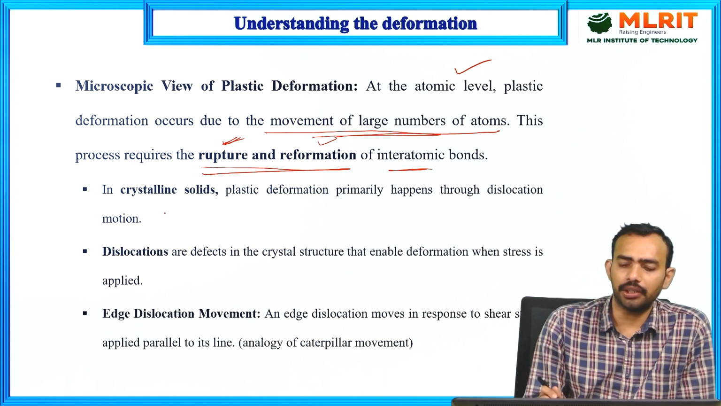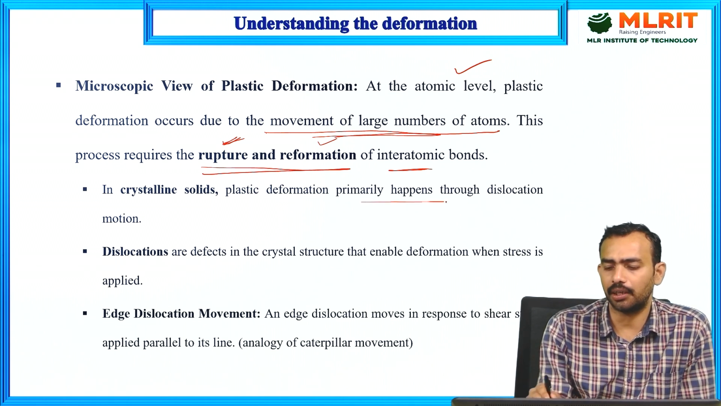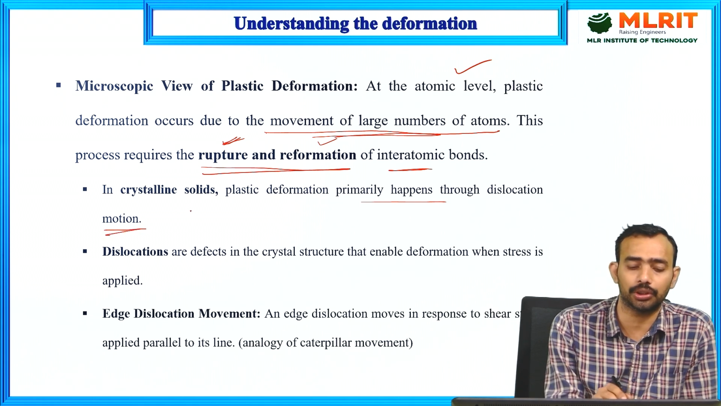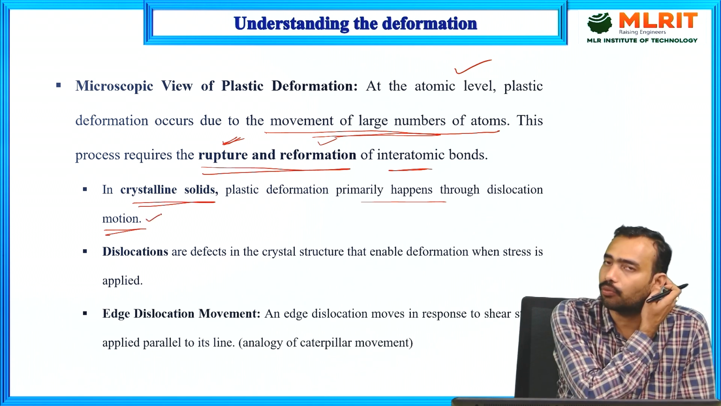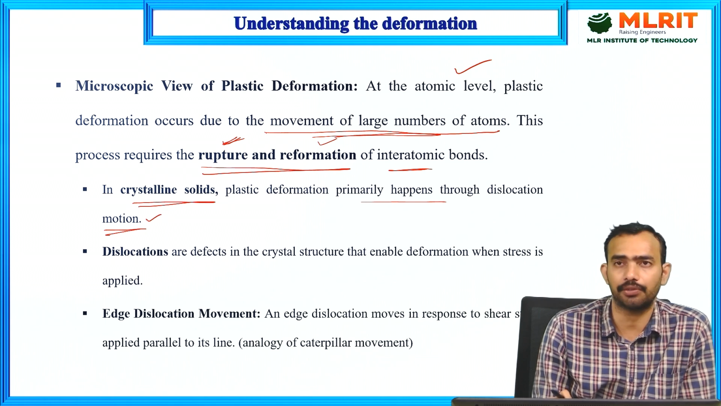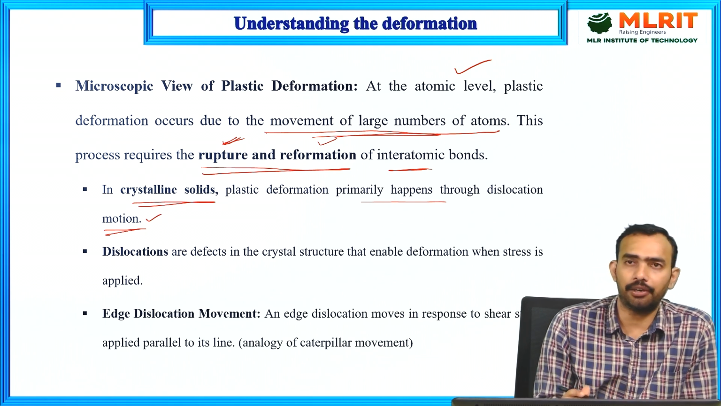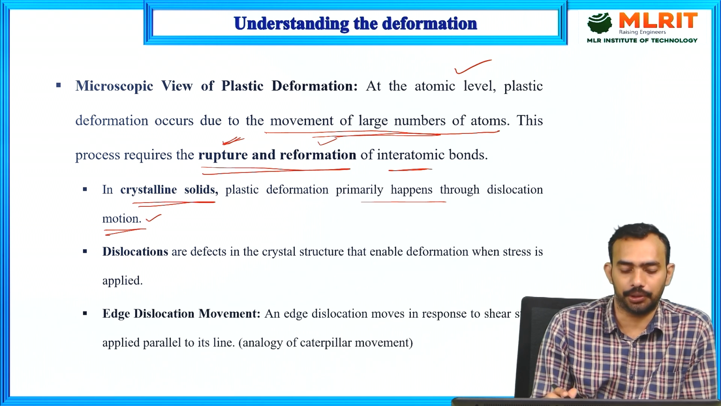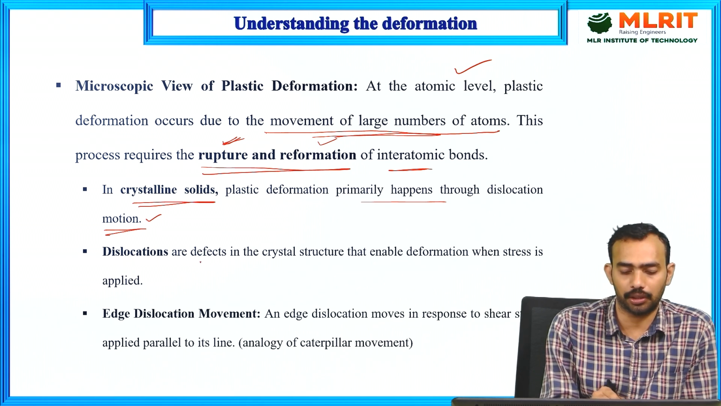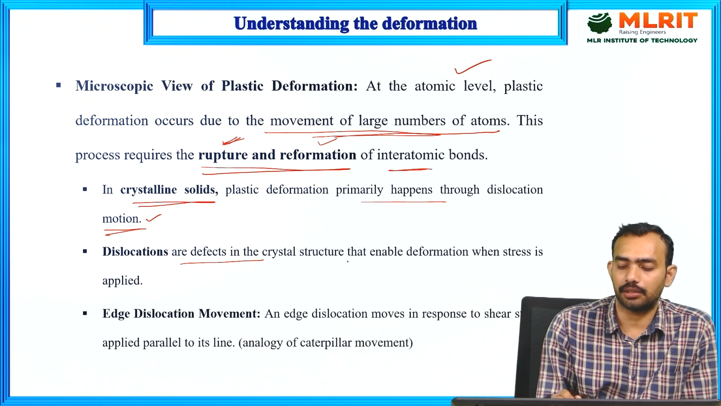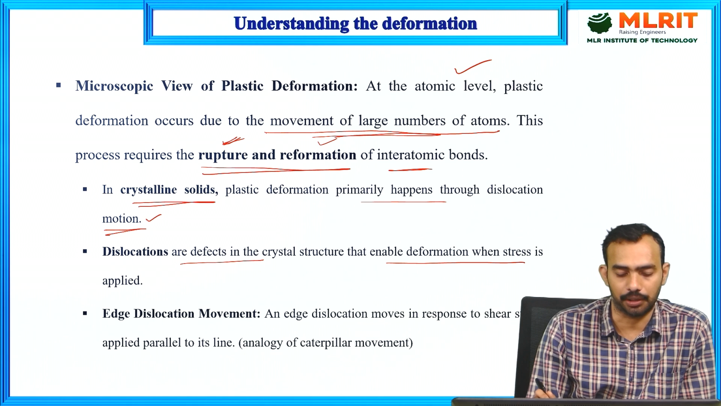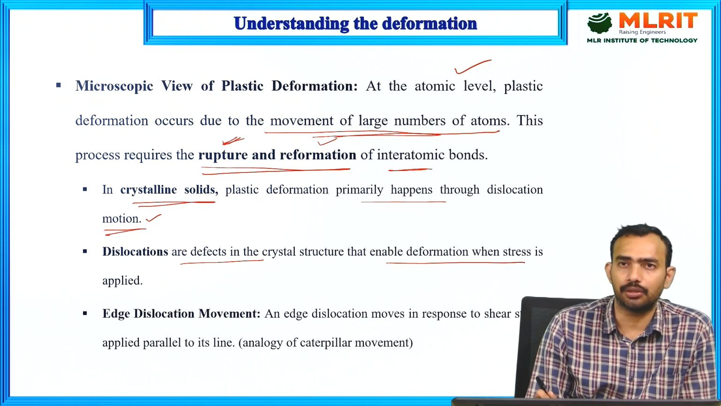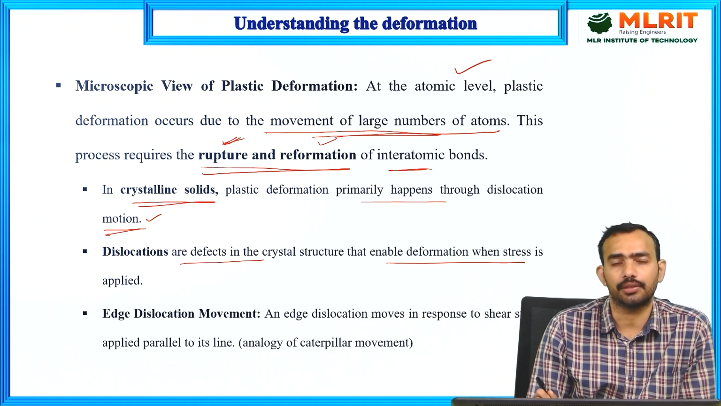In crystalline solids, plastic deformation primarily is caused by dislocation motion. We have seen what a dislocation is in the previous lectures. So the movement of dislocations causes the plastic deformation of the material. Dislocations, if you recall, are the defects in the crystal structure that enable deformation when stress is applied on the material. We have seen two dislocations: the edge dislocation and the screw dislocation.